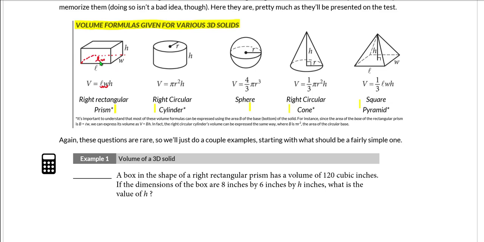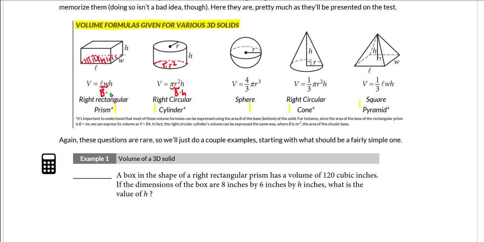So if you take L times W times H, that is exactly the same as taking the area of the base times the height. The same thing is true in the right circular cylinder. I'm going to complete the base circle here. So that is a circular base of this right circular cylinder, and of course the area of a circle is pi r squared. So pi r squared h can also be thought of as base times height.